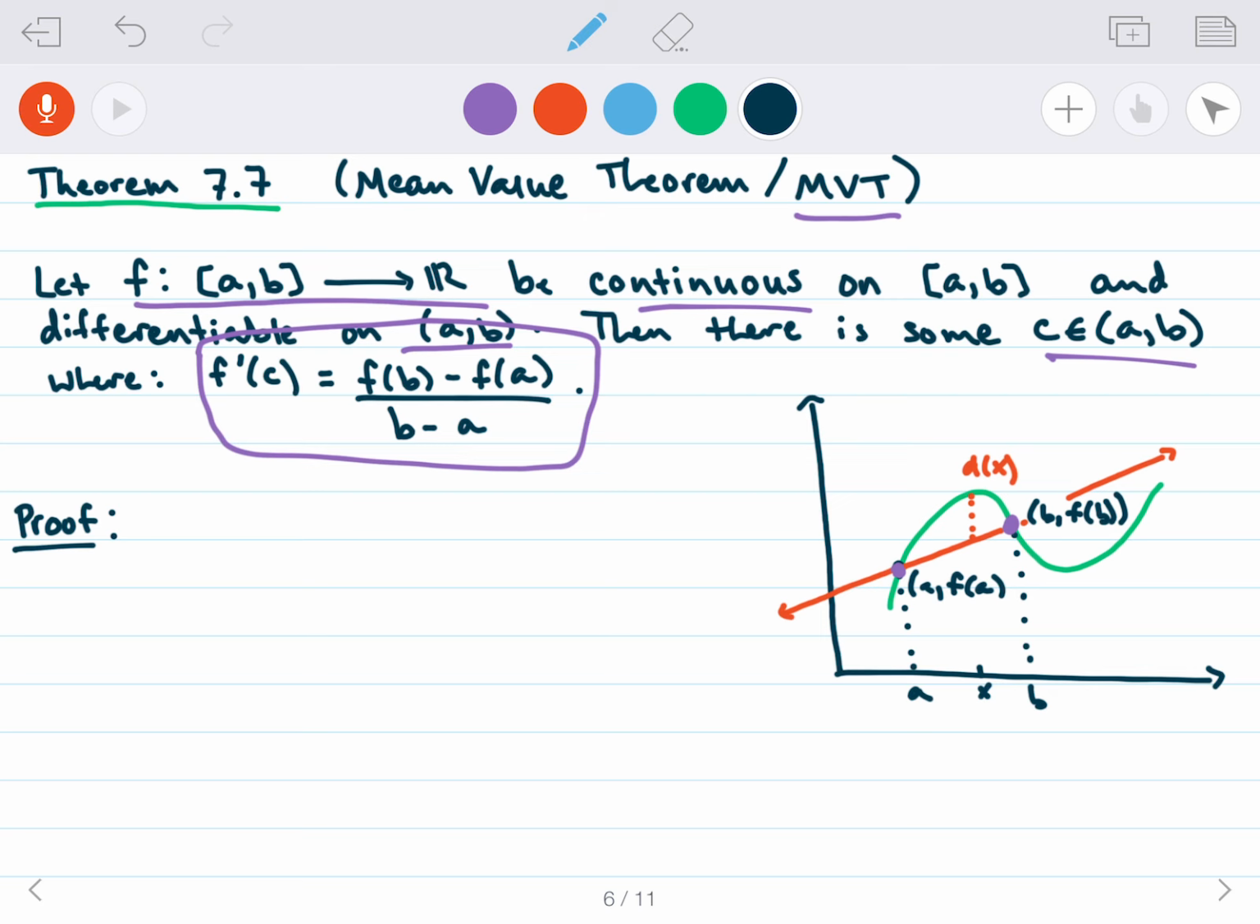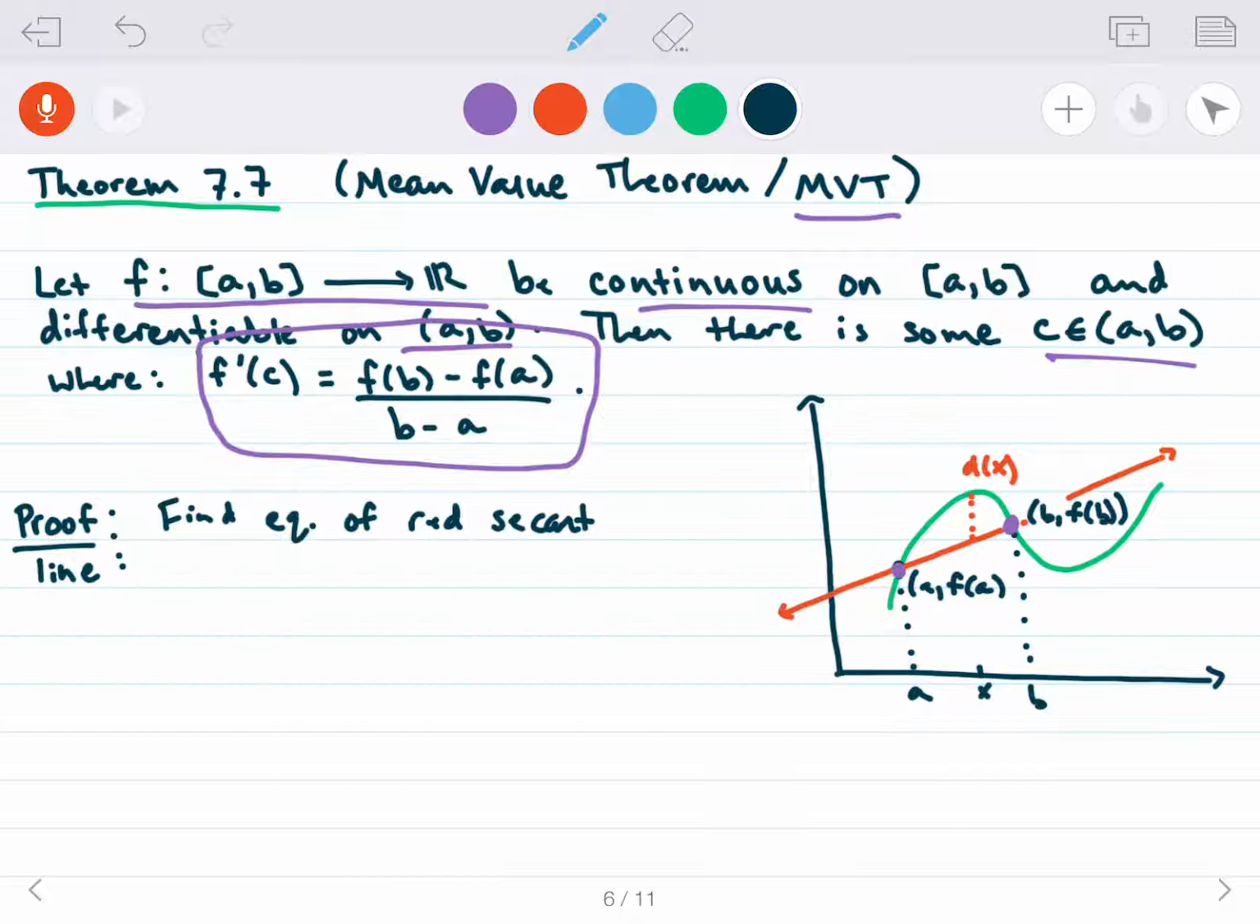Okay, so let's do it. Find the equation of the red secant line. Let's go ahead and do that first. I don't really teach point slope to my algebra students, but if you want to use point slope here, you certainly can.